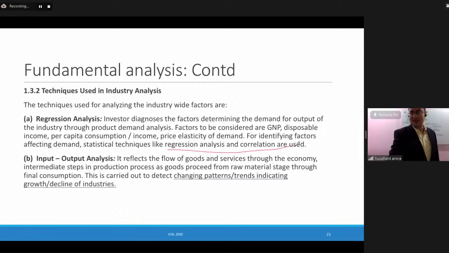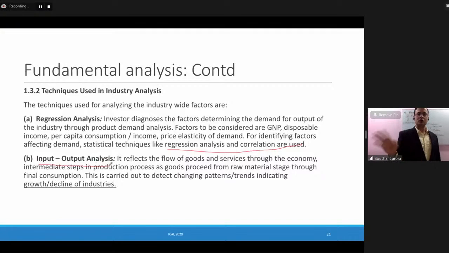What is regression, correlation? I'll show it in the Excel sheet. Again, not related to the exam, but you should know what correlation and regression mean, because this concept will come again a few slides ahead. I'll do that. The second technique is the input output analysis.